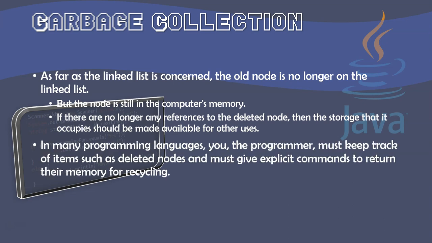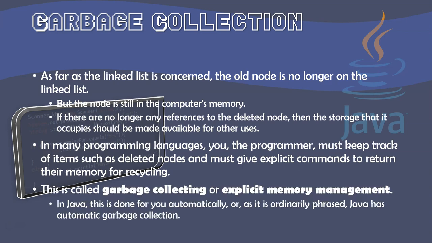So in many programming languages, we may have to keep track of what to do with that memory resource. Keep track of the deleted nodes. You have to give an explicit command to return that memory for recycling. However, that automatic processing is done for us in Java through garbage collection. So we don't have to make any calls to say, hey, there's this node floating out here, but it's not tied to anything. Can you get rid of it? Java does it all for us automatically.